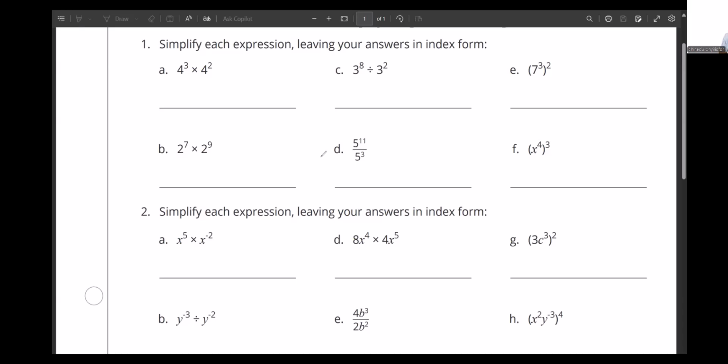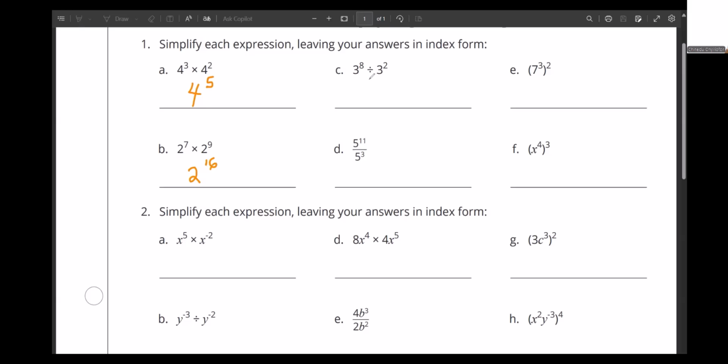So if you have to work out this expression and leave your answer in this form, here we have 4 to the power of 3 times 4 to the power of 12, and that's going to be 4 to the power of 15. And the second question, if you have to work out 2 to the 7 times 2 to the 9, the answer will be 2, and then at the top power, 9 plus 7 is 16.